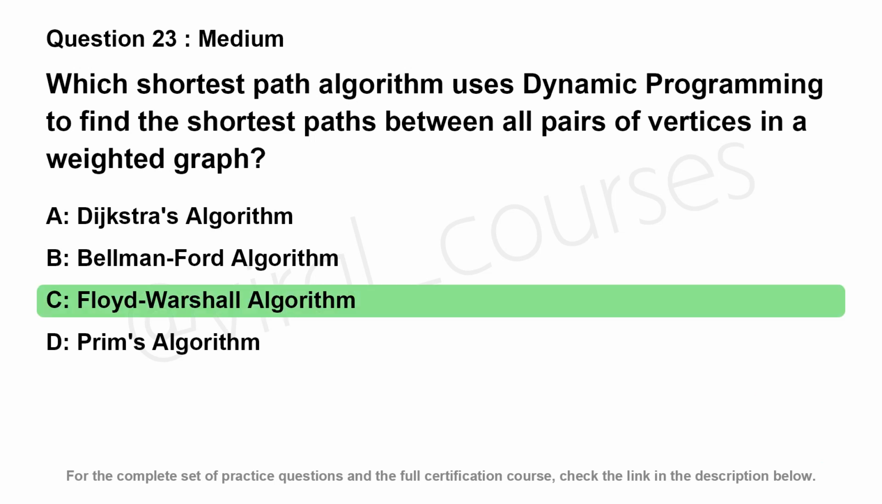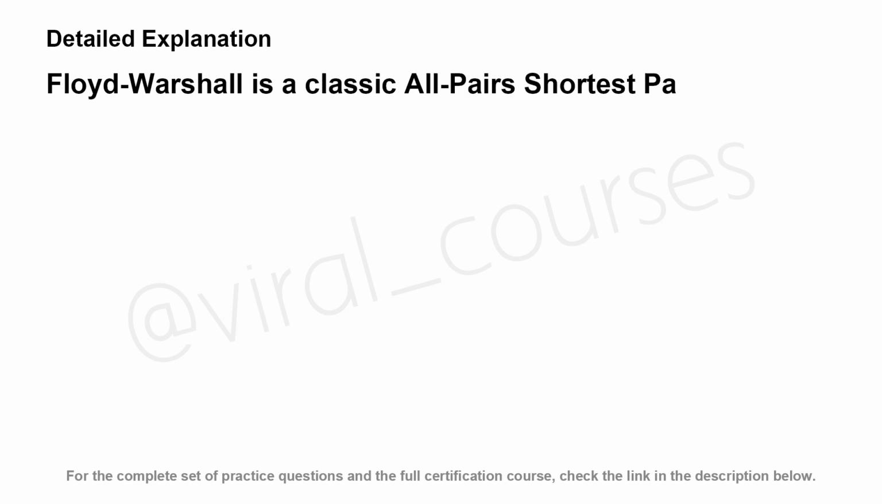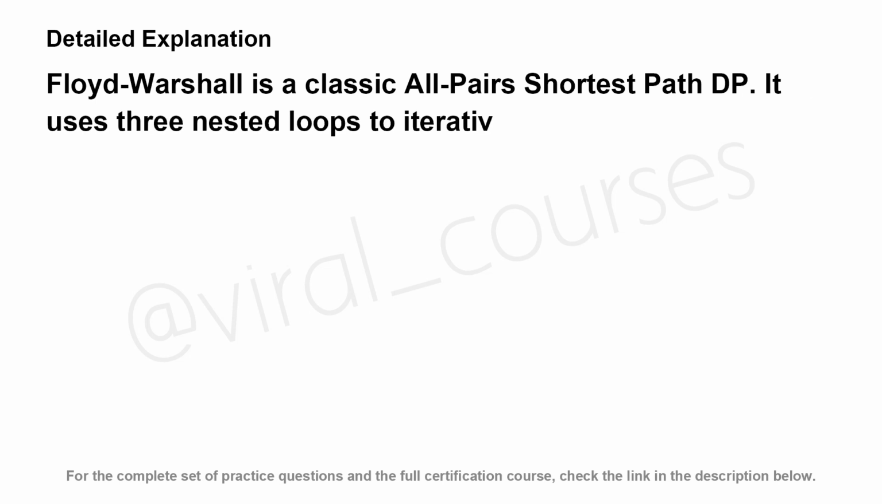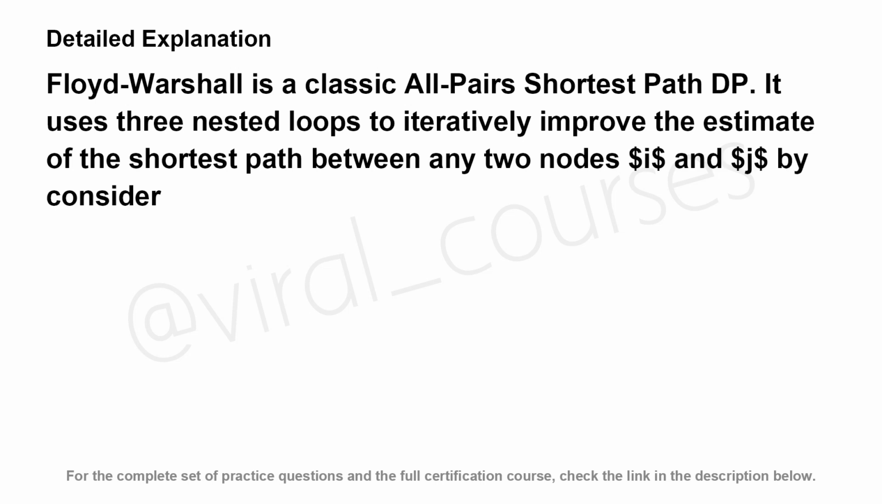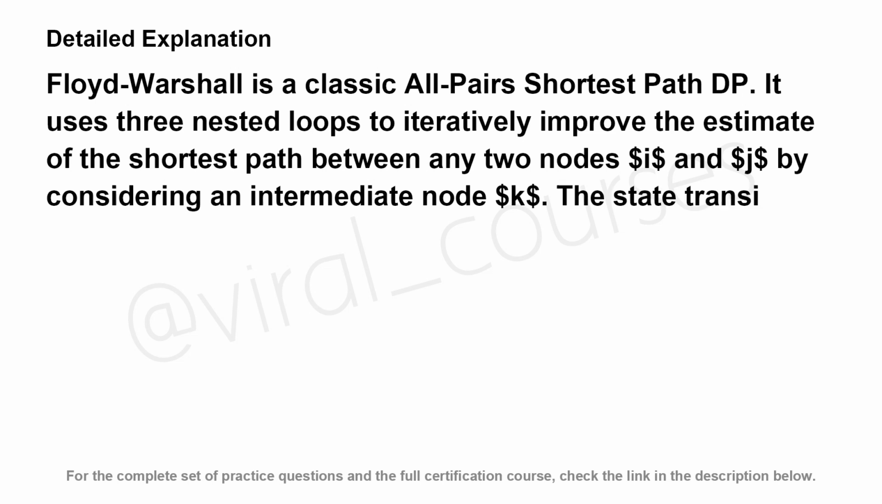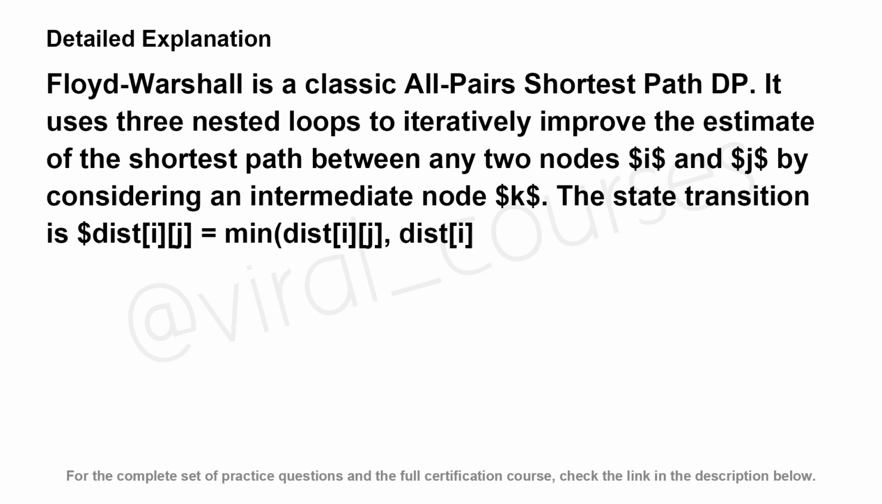The correct answer is C. Floyd-Warshall is a classic all-pairs shortest path DP. It uses three nested loops to iteratively improve the estimate of the shortest path between any two nodes I and J by considering an intermediate node K. The state transition is dist[I][J] = min(dist[I][J], dist[I][K] + dist[K][J]).